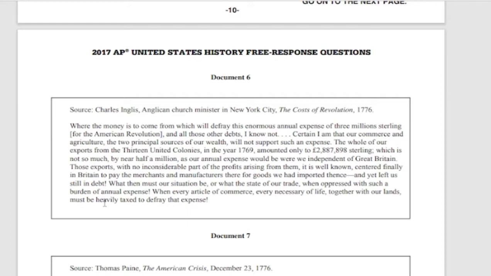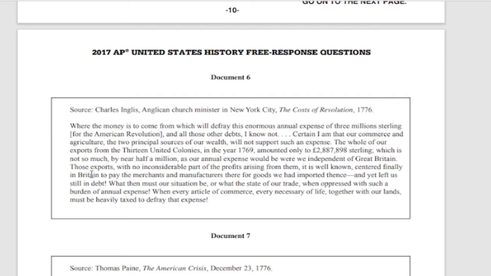Wait a minute, did I misread this? The whole of our export from the 13 United Colonies in the year 1769 amounted to this sterling, which is not so much by near half a million as our annual expense would be were we independent. Those exports were a considerable part of the profits arising from them, as well known, centered finally in Britain to pay the merchants who manufacture the goods we import hence, and yet left us still in debt. Oh wait, I misread this.